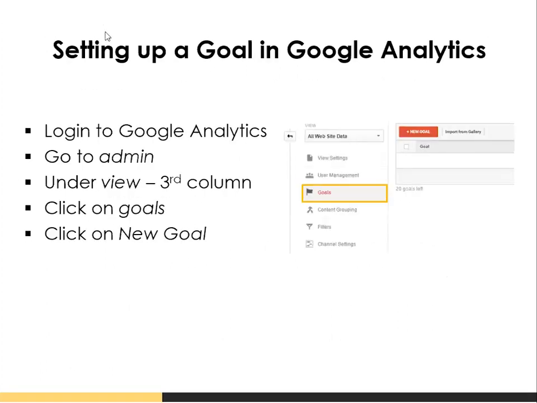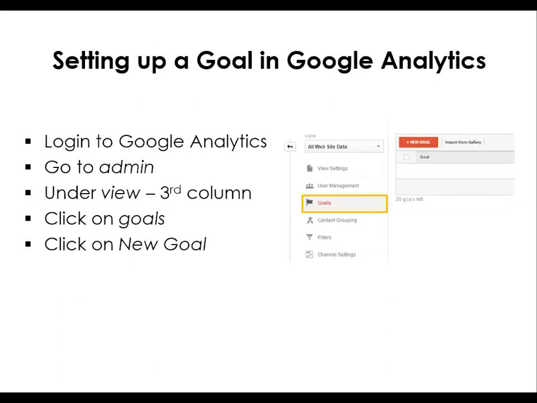Okay, so in order to set up a goal in Google Analytics, you would need to log in to Google Analytics, and then go to the admin section, and I'm going to walk you through that. In Google Analytics, this little gear icon is your admin section. You need to be within your view column, and in your view column, you will see goals. This is where you're able to set up goals.